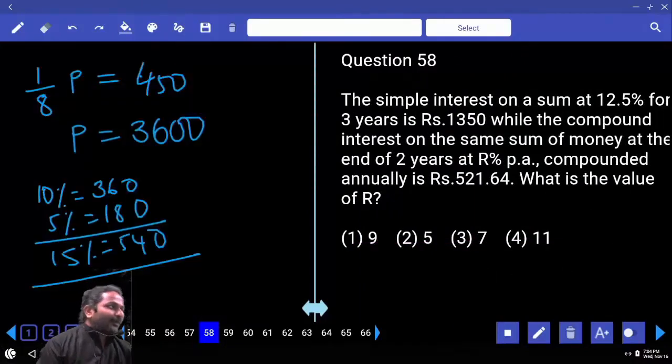Got it? I don't want to actually solve and get the answer. Eliminating options is even easier for you. 5% plus 5% plus 5 square by 100, that is 10.25%. Very close to 10%, but our number is very close to 15. So the answer should be less than half of that number. You got the point?